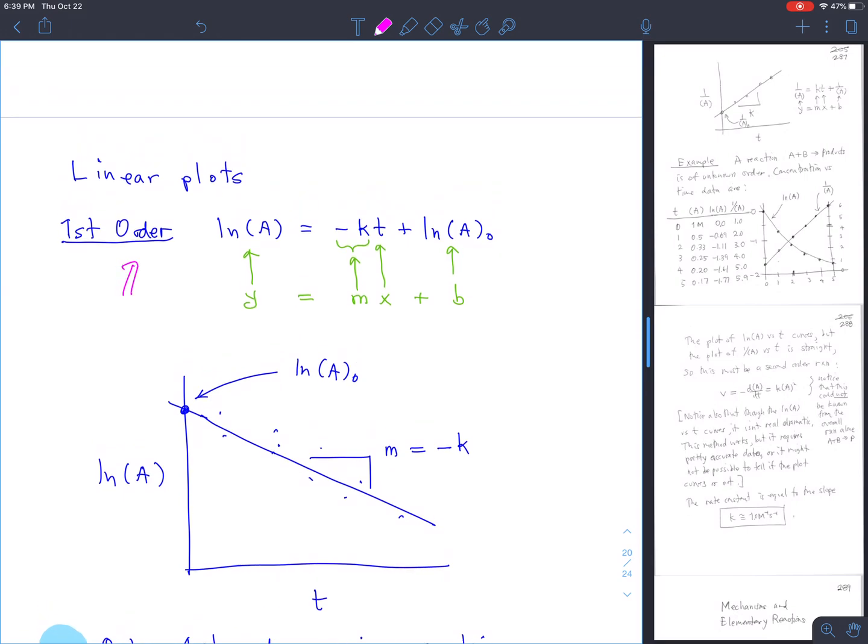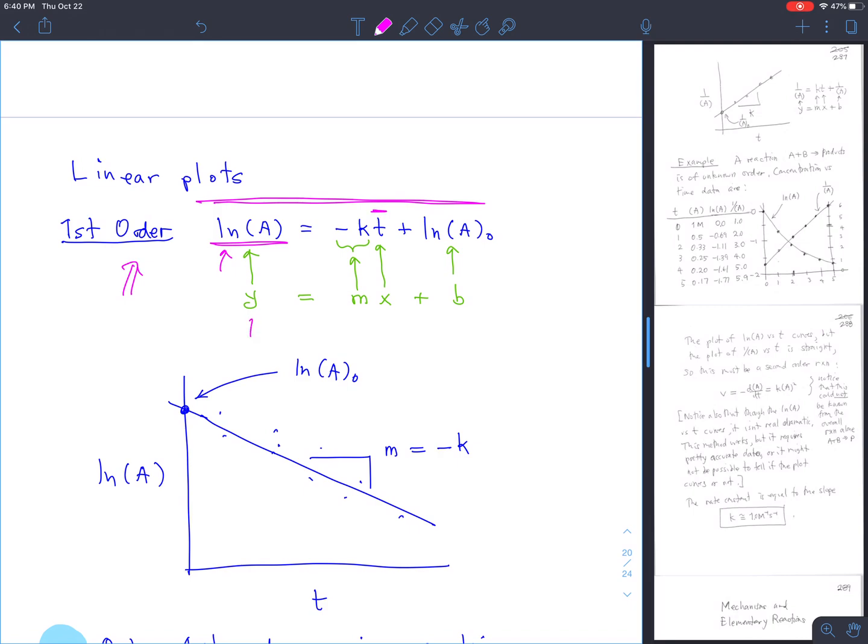For the first order case, this expression is the first order integrated rate law, where we're solving for log of A instead of A itself. And if you look at it, you can see that it's in the form of a straight line if we were to plot the log of A versus time.